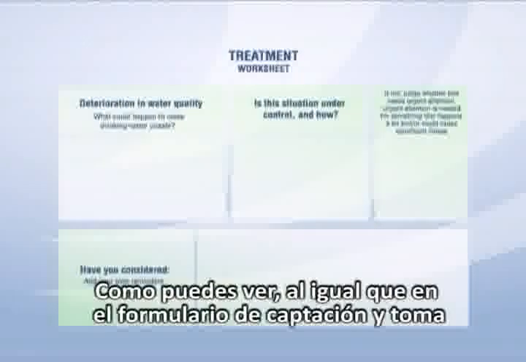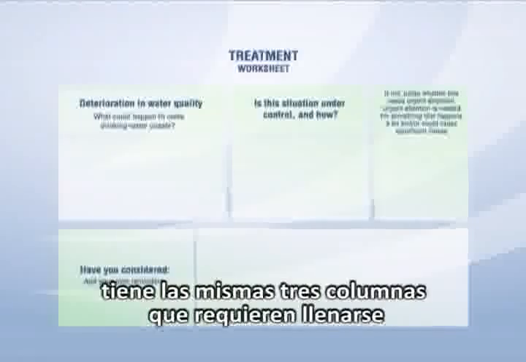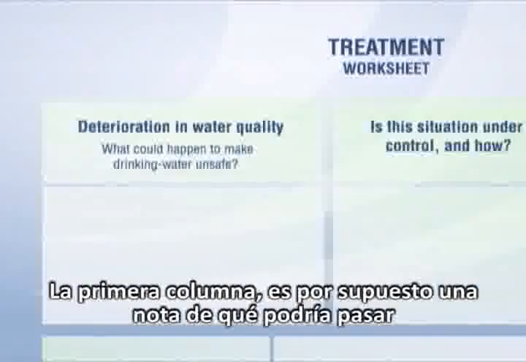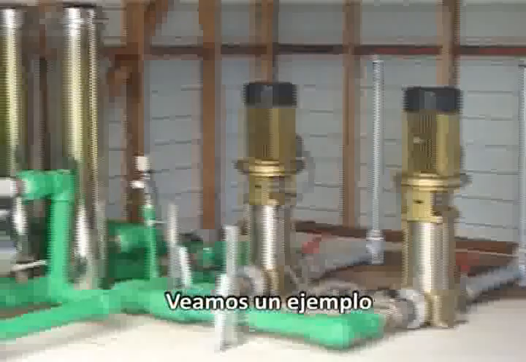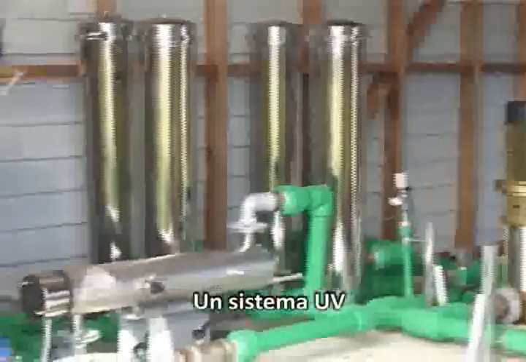The next worksheet is treatment. As you can see, as in the catchment and intake worksheet, there are the same 3 columns which need to be filled out. The first is, of course, a note of what could happen to make the water unsafe. Let's have a look at an example, a UV system.